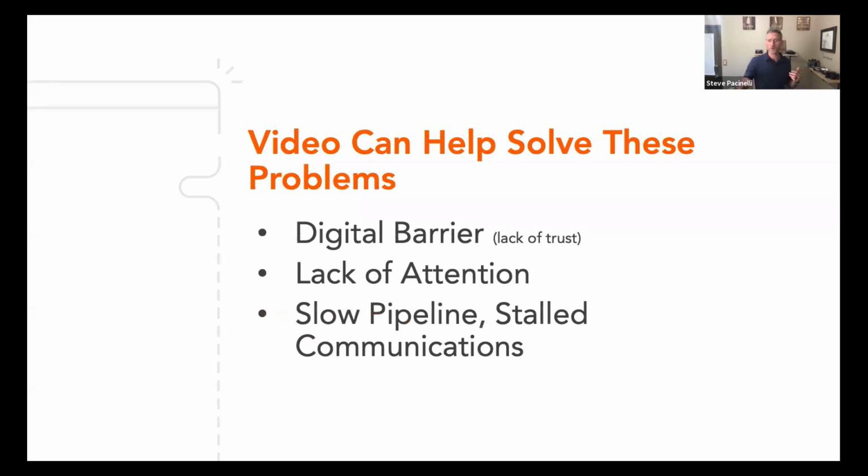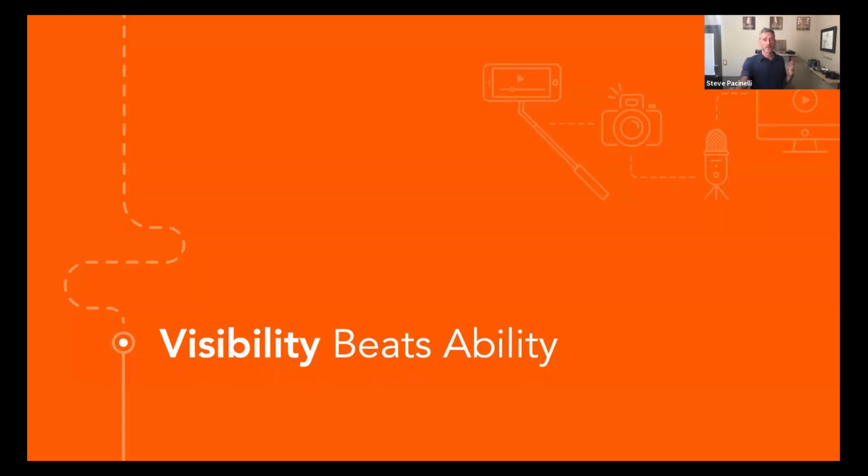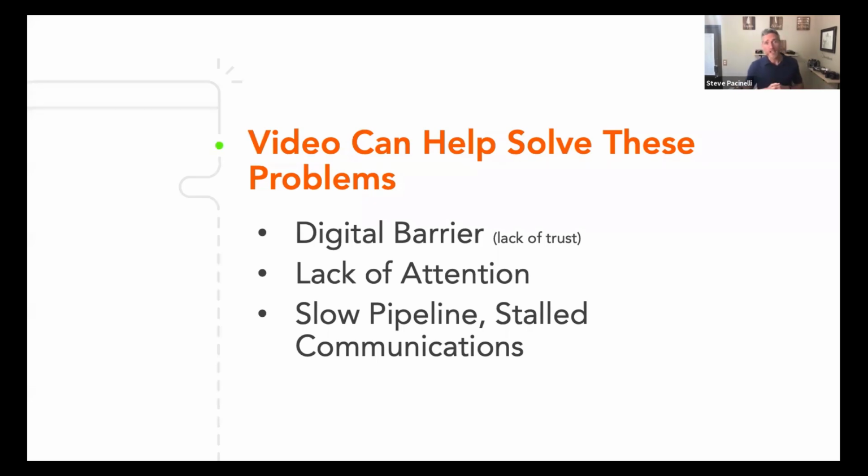So let's first start off with the problems that video can solve for you. There's a digital barrier that we're just used to, that we almost succumb to being part of every single day, which leads to a lack of trust. Someone decided 25 years ago that we're going to relegate our most important business communication to the medium that is devoid of personality and devoid of the messenger, which is why you don't get replies. That's why you don't get responses. That's why there's a lack of attention, because as people are trying to filter through marketing emails versus personal emails, there's a lack of attention that you're getting overall, which is causing a slower pipeline and stalled communications.